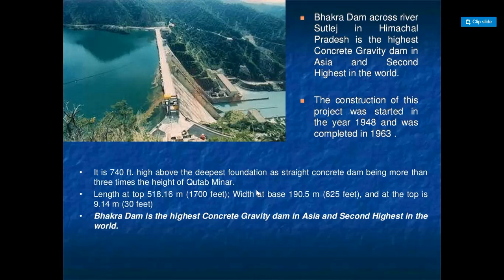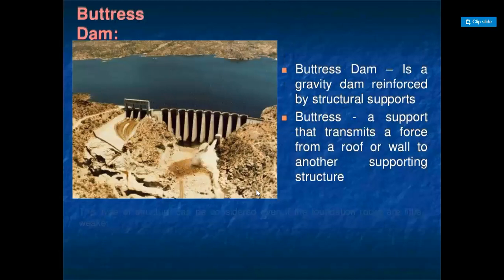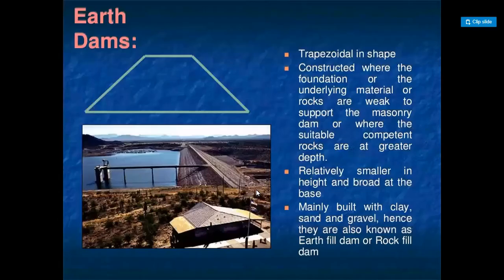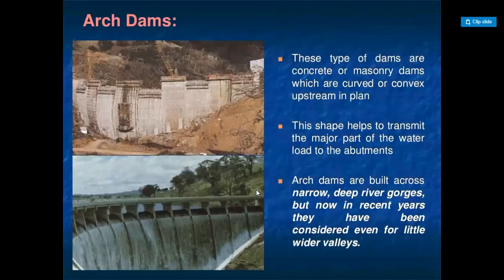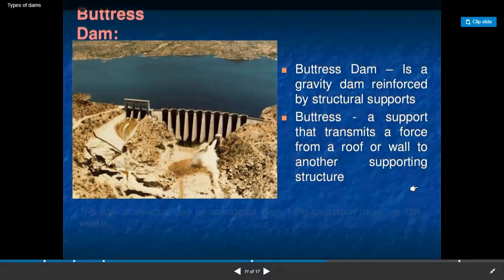Next, guys, is the slab and buttress dam. Here, a buttress dam is a gravity dam reinforced by structural supports. A buttress is a support that transmits a force from a roof or wall to another supporting structure.